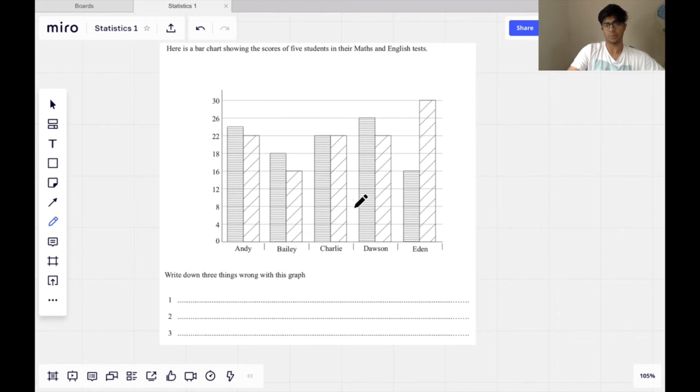So, please pause the video, try spotting these. It might take you a while. It actually took me a surprising amount of time to figure this out. Especially the third one, I struggled with that. So, please go ahead, pause the video, give this a go.